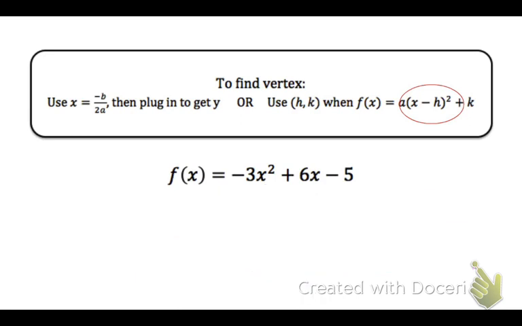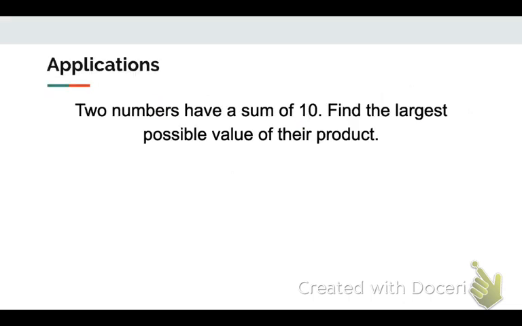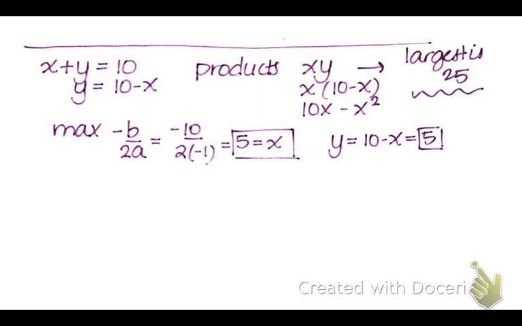If your quadratic function is already in vertex form, then all we have to do is identify h and k, just being really careful with those minus signs there. Alright, so some ways that we can use and solve for quadratic functions using that vertex. So two numbers have a sum of 10, find the largest possible value of their product. So we want to make sure that we identify our two numbers.